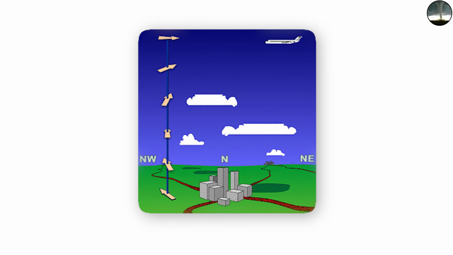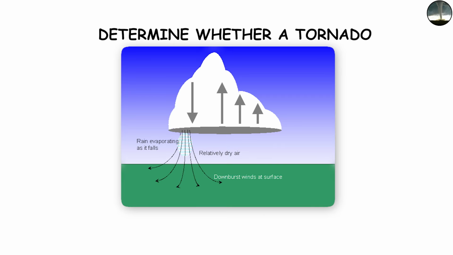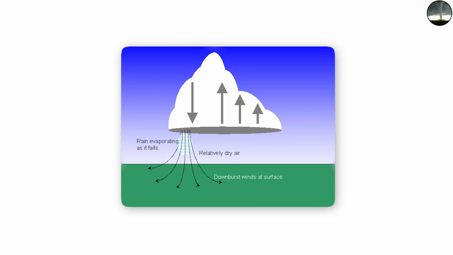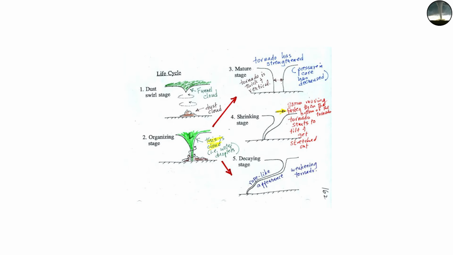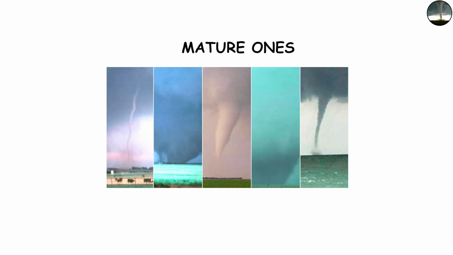Wind shear, or changes in wind speed and direction with height, also plays a key role by affecting how the tornado stretches and tilts. The strength of inflow into the storm helps determine whether a tornado remains narrow or broadens into a wedge. Finally, the stage of the tornado's life cycle shapes its appearance. Young and dying tornadoes often appear as ropes, while mature ones are more likely to be cones, stovepipes, or wedges.